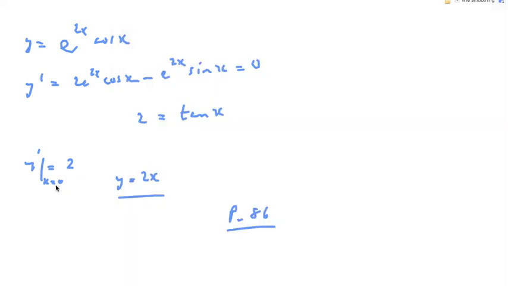Find the equation of the tangent to C at the point where x equals 0. At the point x equals 0, the gradient is 2, because if that's 0, that whole thing's 0. If that's 0, that becomes 1. And e to the naught is 1, times 2. So it's 2.